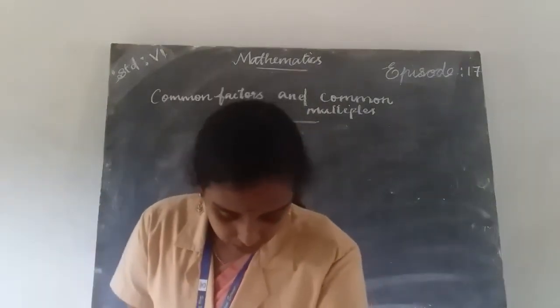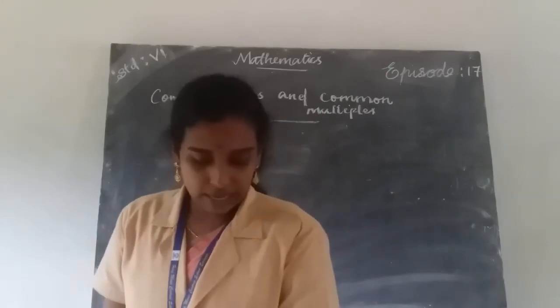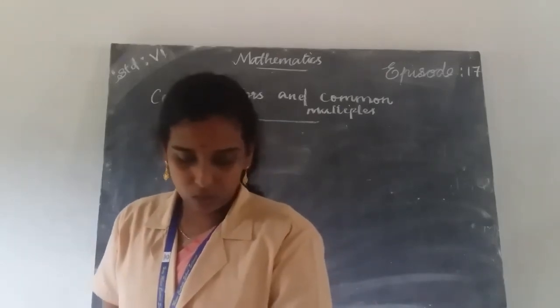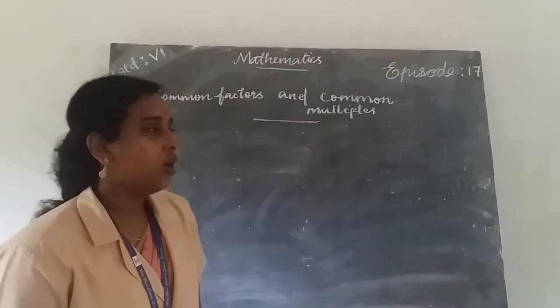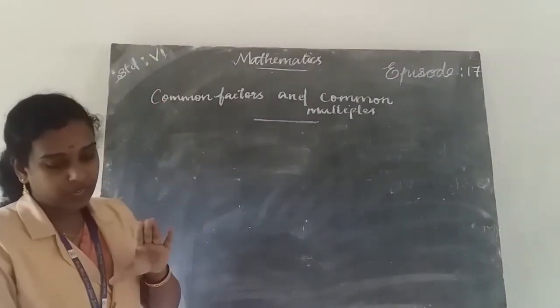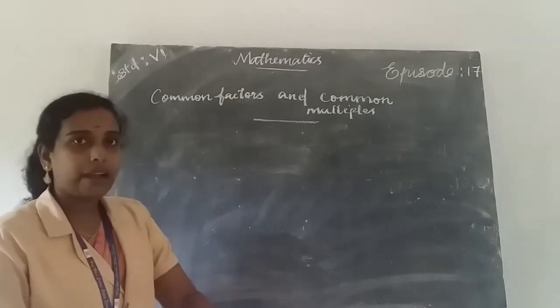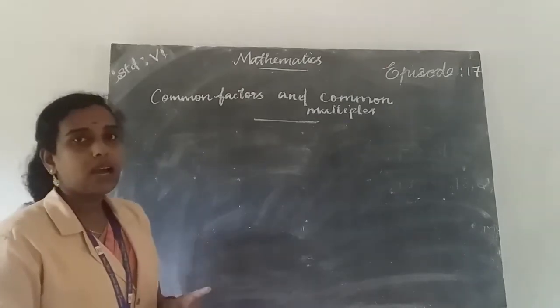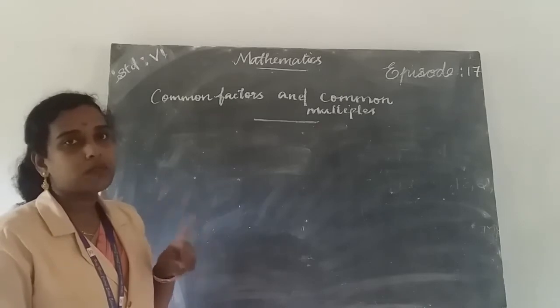And next question number 4. Write all the numbers less than 100 which are common multiples of 3 and 4. So, in that question we want to find the common multiples of 3 and 4 which are less than 100. For that, first we write the multiples of 3 and 4.